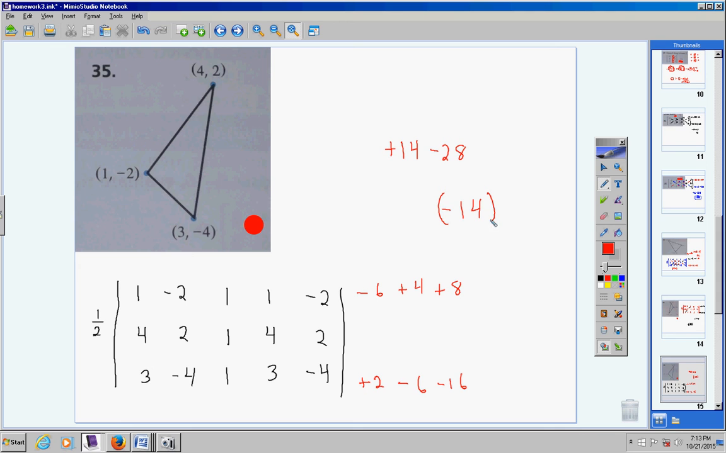I multiply that by 1/2. Now, obviously, you're going to get out a negative number, negative 7. But since areas can never be negative, we just take the negative away. And the area of the triangle is 7 square units.